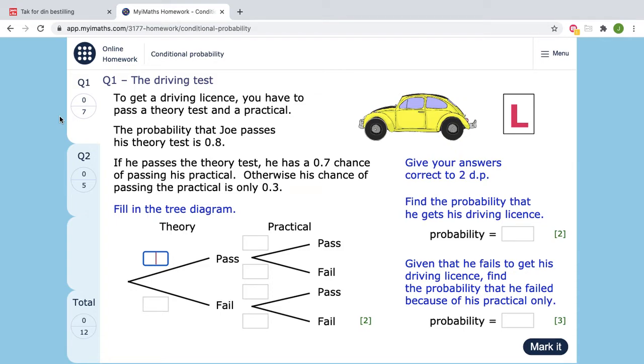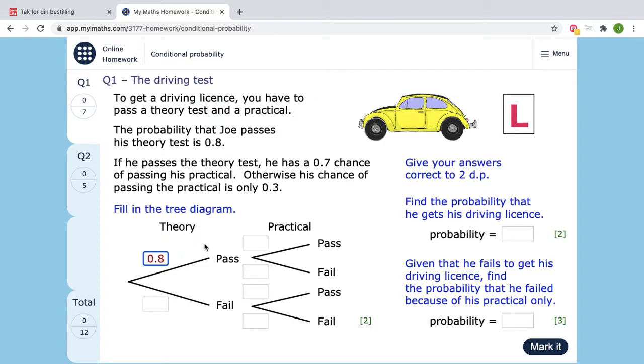Okay, so here's my iMaths on conditional probability. Question 1 says that to get a driving license you have to pass a theory test and a practical test. The probability that Joe passes his theory test is 0.8. So in the tree diagram he's got a 0.8 chance of passing. I can put that in there.